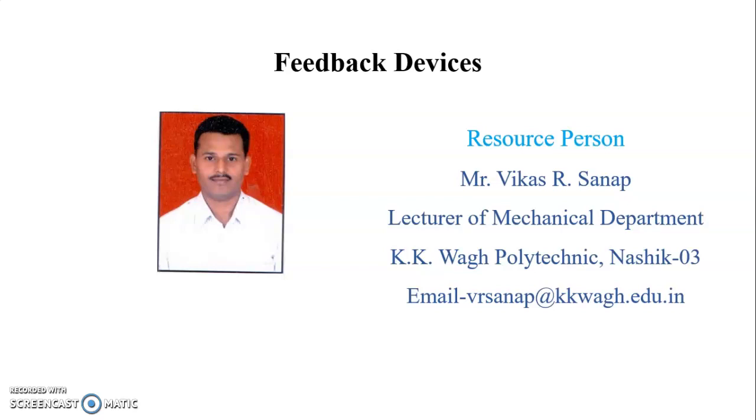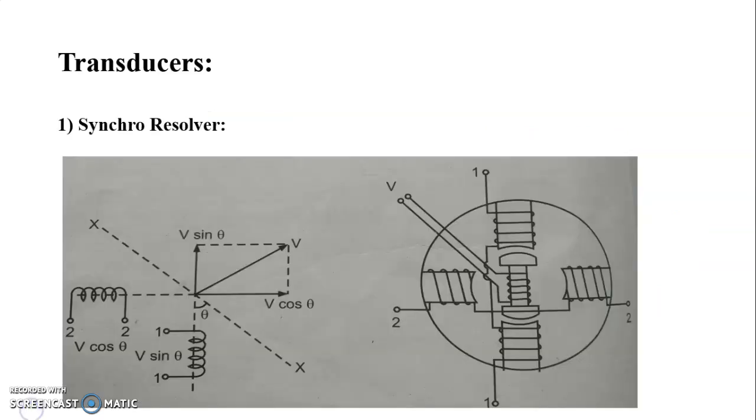Friends, today we are going to discuss different types of feedback devices which are mostly used in CNC machines. The first feedback device is the transducer. Friends, there are two types of transducer. Synchro resolver is one transducer and another is the inductosyn transducer. So first we will see the synchro resolver.